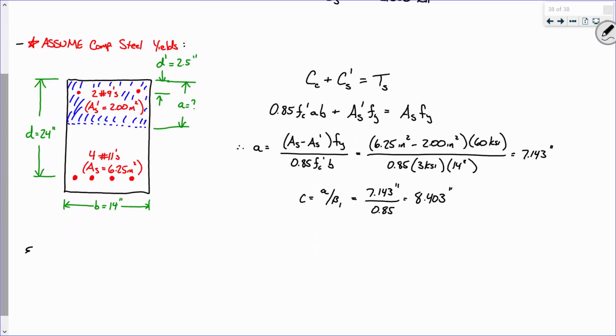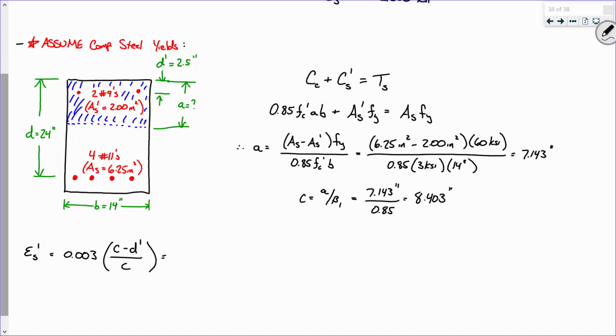that the strain in the compression steel is 0.003 times c minus d prime over c. And yes, it is c minus d prime, not d prime minus c. Although it doesn't really matter, all that's going to do is change your sign. Okay? 0.003 is to the c as whatever that strain is to the c minus the d prime. All right? So let's plug and chug and let's see what happens.